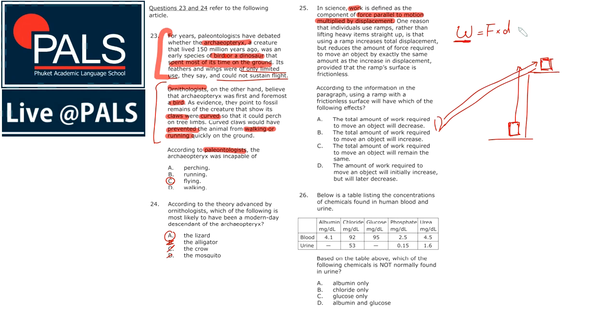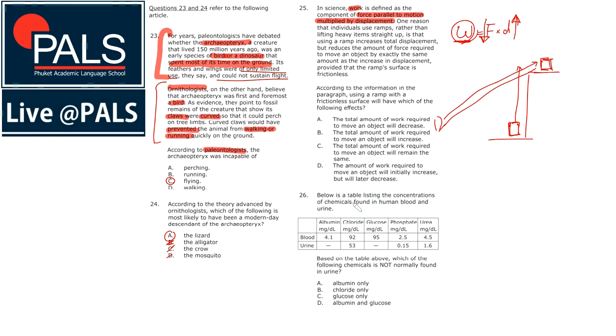Now, what we are told is that by increasing the distance or displacement, we are decreasing the force needed to do the work. So a smaller number multiplied by a larger number can give us the same result. They will change by the same factor. If you double the distance, you will halve the force and you will get the same amount of work done.